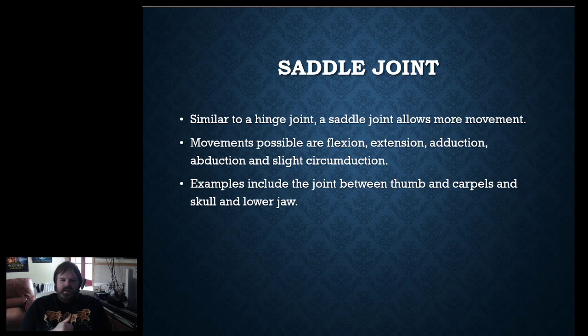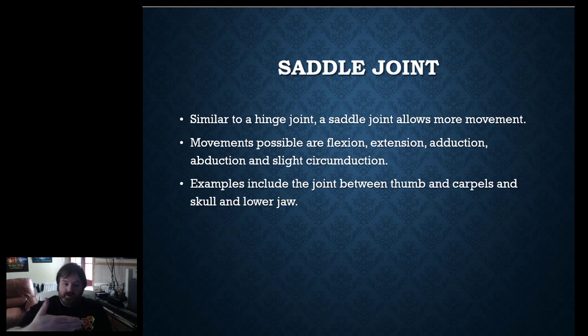Now, the saddle joint is like a hinge joint, but there's a bit more available to it. So this is, you get the thumb and the jaw. And what it can do is open and shut, so the jaw can open and shut. It can adduct, where it comes back towards the body. Like it's abducted, goes away from the body, you stick the jaw out. And it can do a slight amount of circumduction when you rotate around, right?